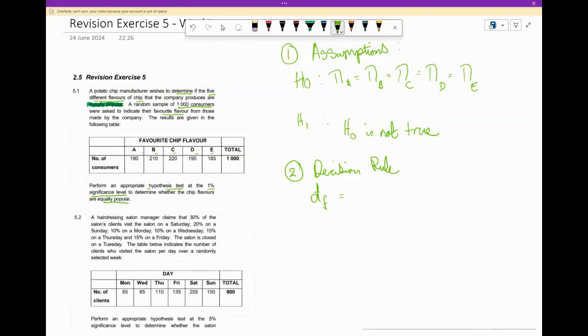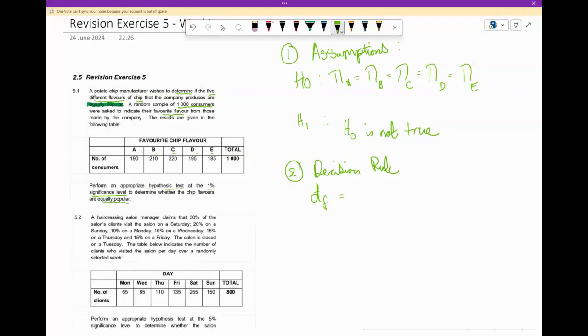Is there a relationship? Is there not a relationship? And we were testing for homogeneity: is it the same in terms of satisfaction? Remember? So here we're saying, is it the same in terms of popularity? So we're basically saying, with these different populations, these different flavors, do they get the same population of people who choose the flavor?